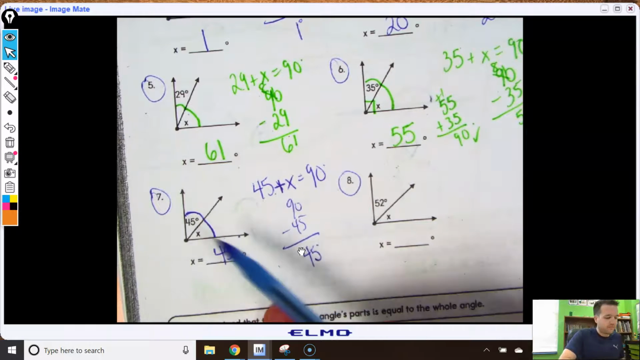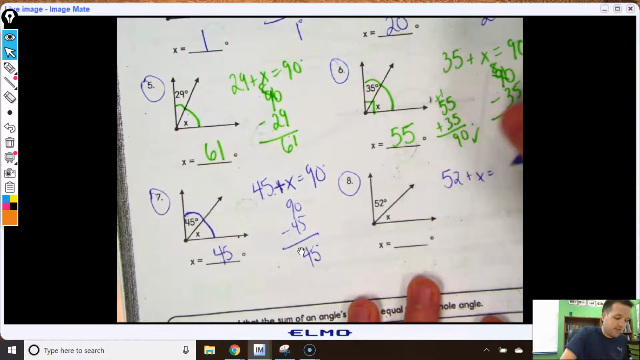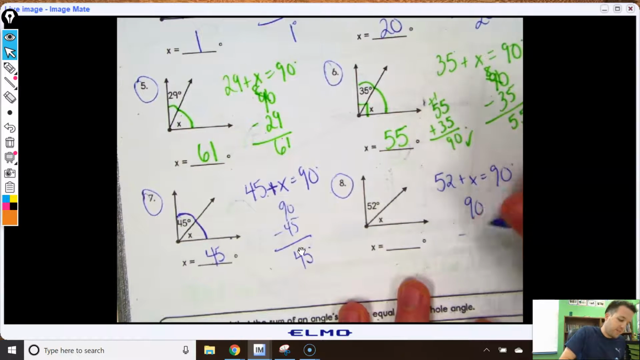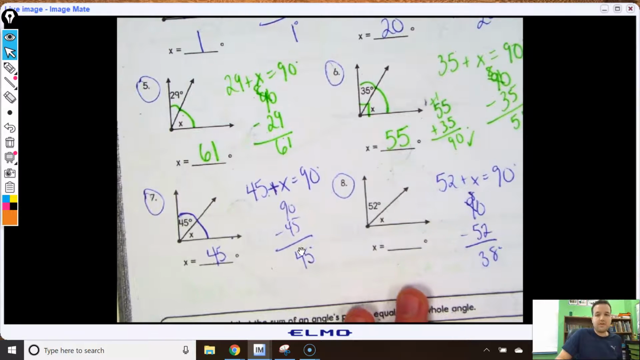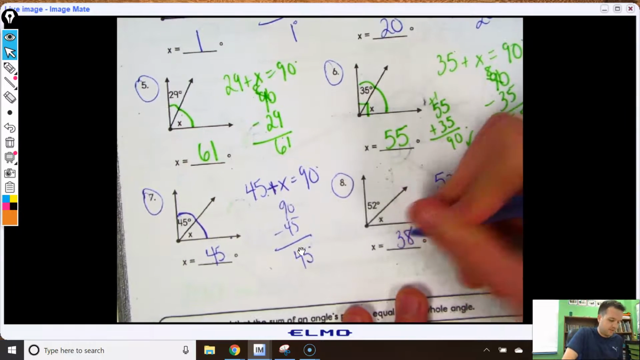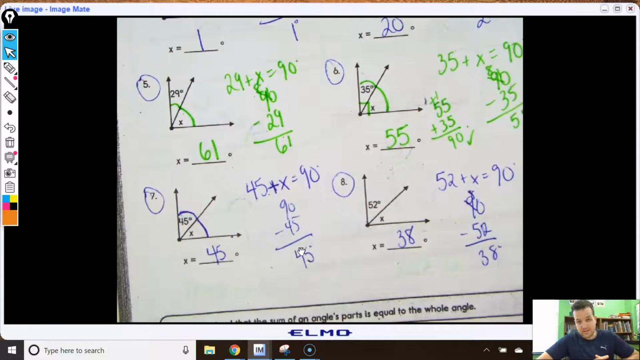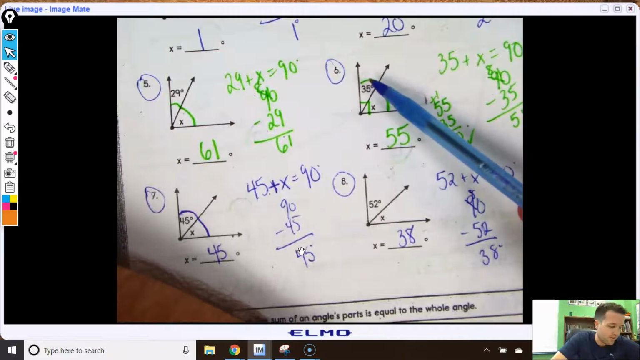So, all right, number 8. 52 plus x equals 90 degrees. Well, to solve for x, I do subtraction. 90 minus 52 looks like 38 degrees. Now, I will also tell you this. Remember I was saying before that obviously angle x is larger than 35.